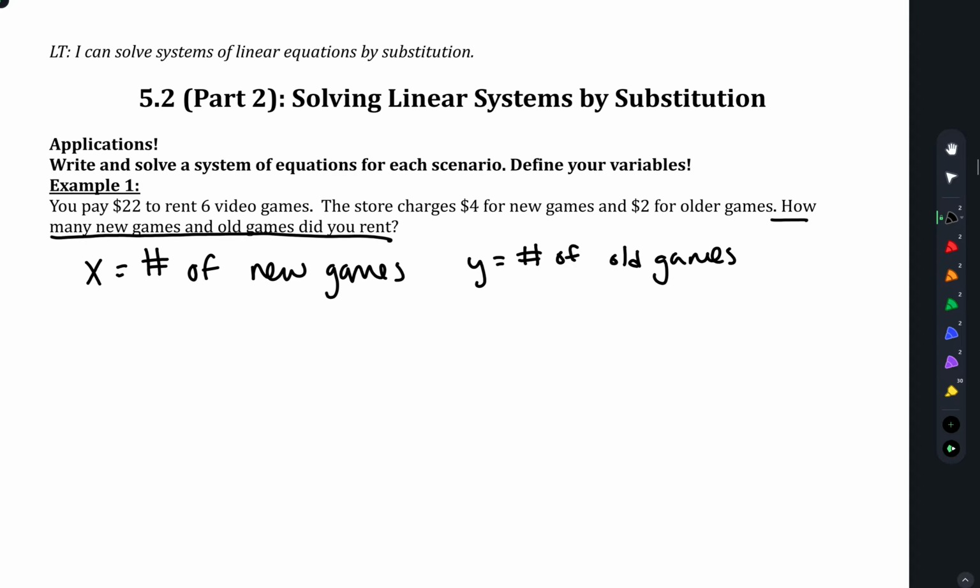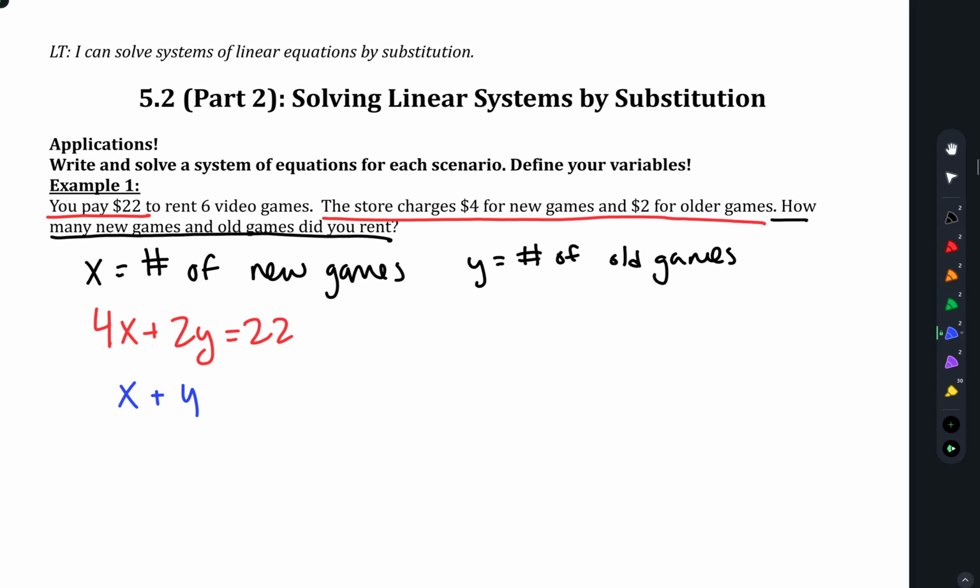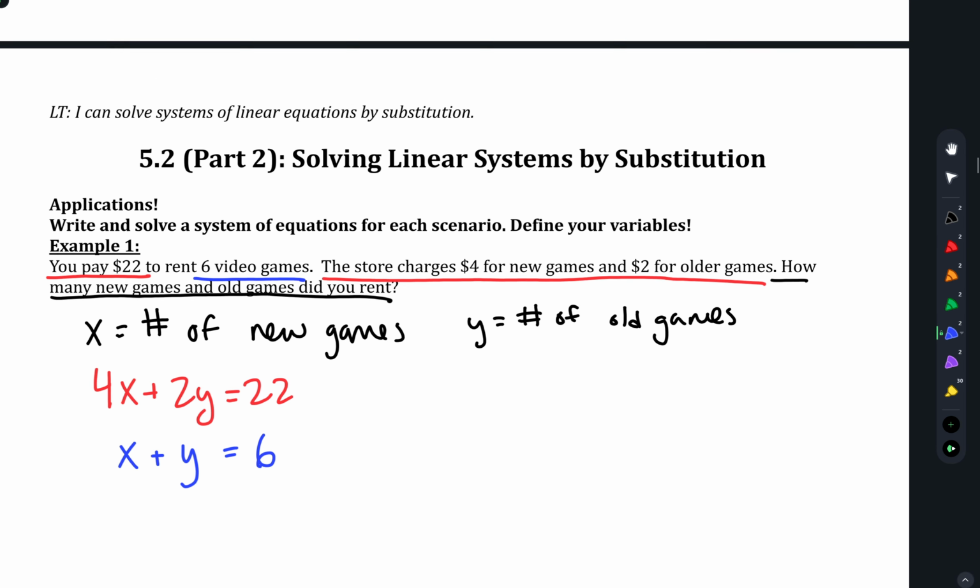Jacob? 4x plus 2y equals 22, and x plus y equals 6. Perfect. The first equation relates the cost of the games to how much you paid, and that second equation relates how many games you bought in total. Look about right? Now that our setup is done, this should just be a substitution problem like we were doing all day yesterday. So let's refresh our memories of what those steps were.